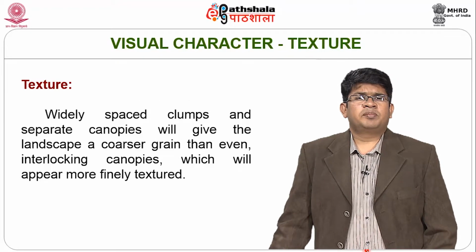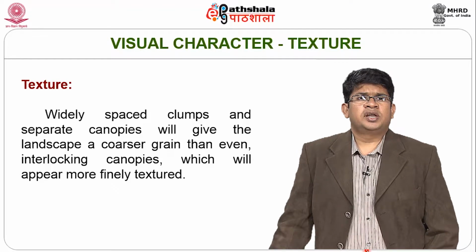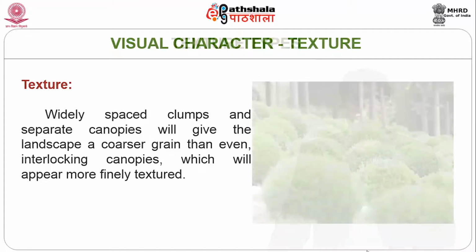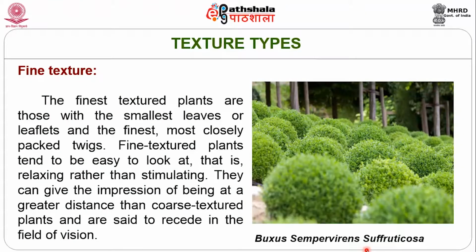Widely spaced clumps and separate canopies will give the landscape a coarser grain than even interlocking canopies, which will appear more finely textured. So, there are different ways of looking at textures, and first we see the fine texture. Fine texture plants are those with the smallest leaves or leaflets and the finest, most closely packed twigs. Fine textured plants tend to be easy to look at and more relaxing than stimulating. They can give the impression of being at a greater distance than coarse textured plants and are said to recede in the field of vision.